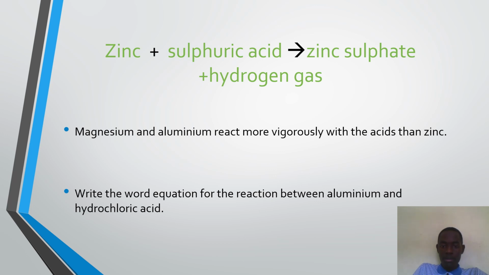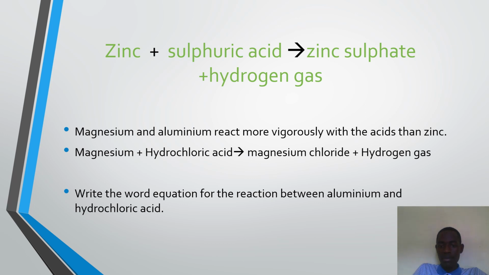Magnesium and aluminium react more vigorously with the acids than zinc. Now, that is the equation showing how magnesium reacts with hydrochloric acid. Magnesium reacts with hydrochloric acid to form magnesium chloride and hydrogen gas. In this case, the magnesium chloride is the salt produced, while the hydrogen gas is the gas produced. As I told you earlier, the hydrogen gas can always be tested using the burning splint. It will always burn with a pop sound.